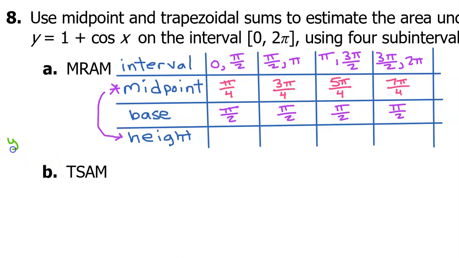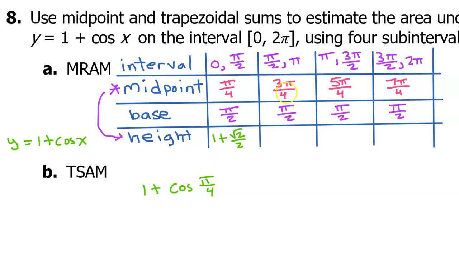So the function is y equals 1 plus cosine of x. So maybe I'll use this space down here for a little scratch work as needed, but you should be able to do this in your head. For the first midpoint of pi over 4, we're thinking 1 plus the cosine of pi over 4. Well, the cosine of pi over 4 is radical 2 over 2. So this is just going to be 1 plus radical 2 over 2.